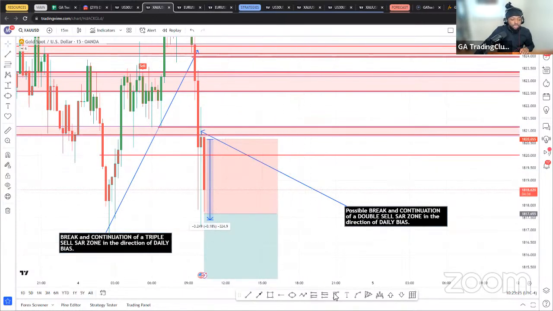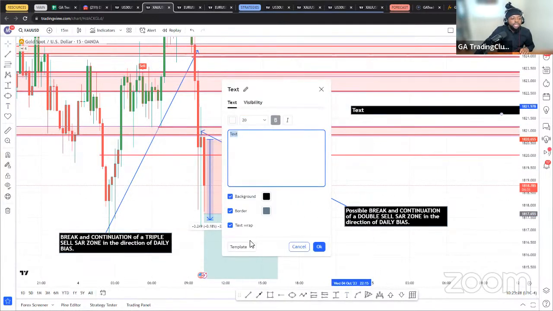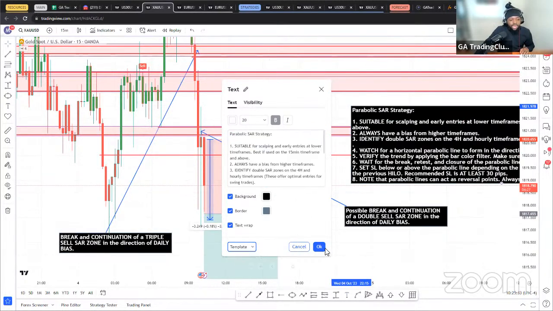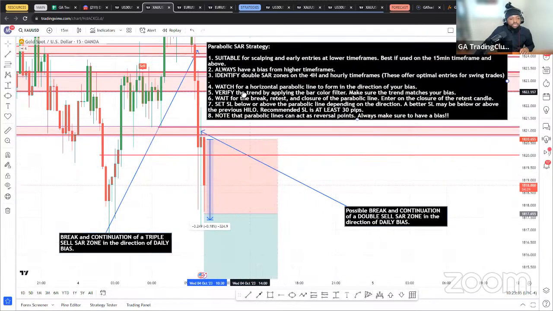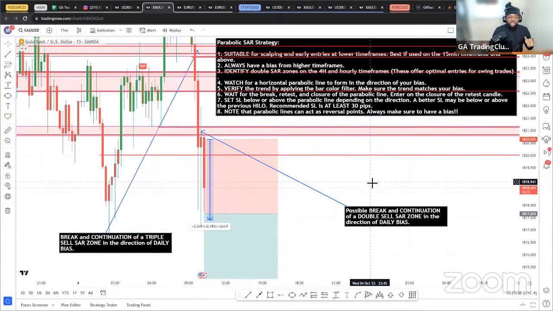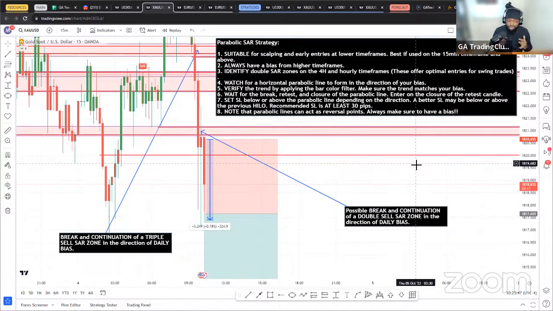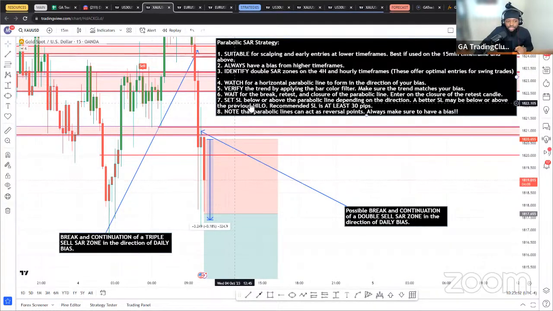So let me put this on the screen right here, and you can take a screenshot of this. Always ask yourself, relative to where you're entering, you need your stop loss at the very least to be above the SARs you're trading. That's it. That is what's going to define everything. So always ask yourself, number one, is the trade valid? If the trade is valid, this rule here, number 7: set stop loss below or above the parabolic line, depending on the direction. A better stop loss may be below or above the previous high or low.